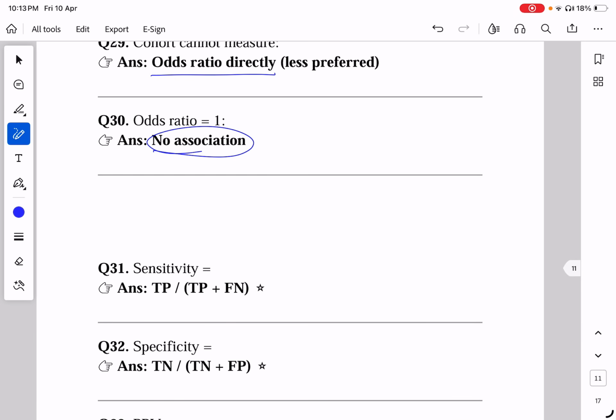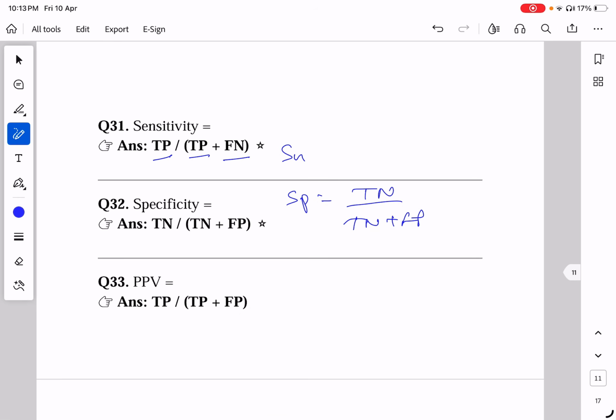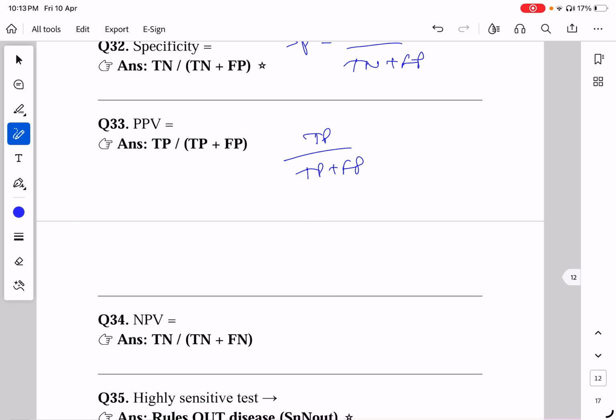Sensitivity we have already discussed: true positive upon true positive plus false negative. Specificity: true negative upon true negative plus false positive. Positive predictive value: true positive upon true positive plus false positive. And negative predictive value: true negative upon true negative plus false negative.